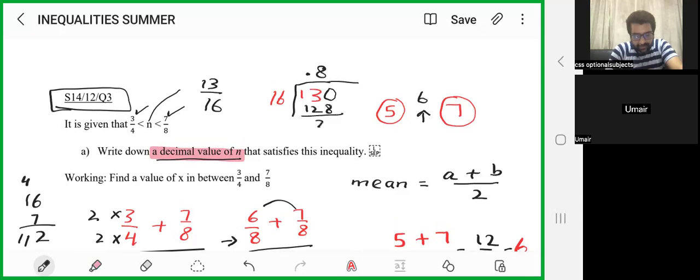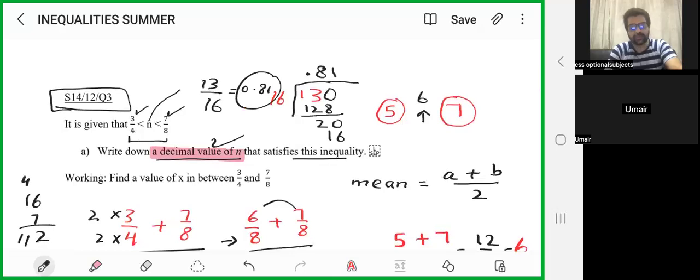2 is the remainder, and you can use a 0 again, and 16 ones are 16. So 0.81 is a decimal value of n which satisfies this inequality, which means it is between these two fractions.